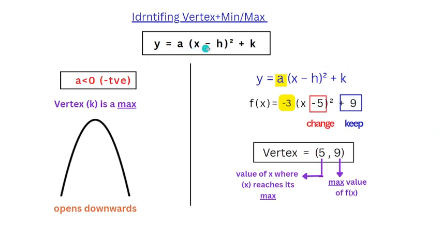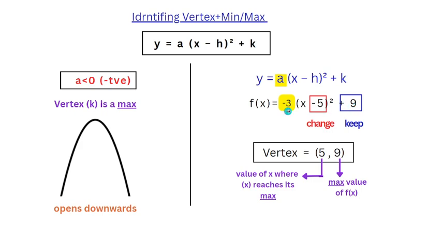When y equal a quantity x minus h squared plus k. Take an example. When a is negative, y equal negative quantity x minus 5 squared plus 9. We change the sign of h, and we take 5. Keep the sign of 9 and we take 9. The vertex is 5 and 9. It's very simple to get the vertex from this formula.